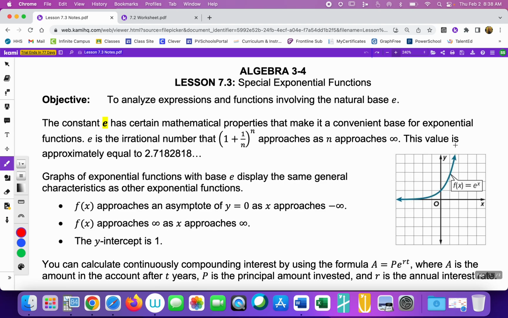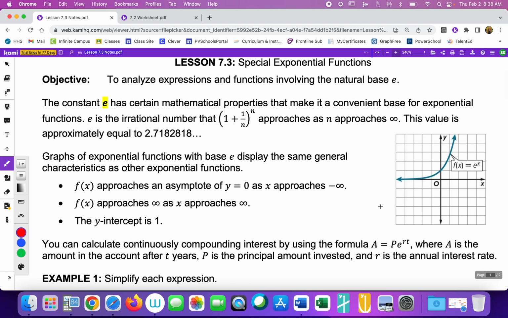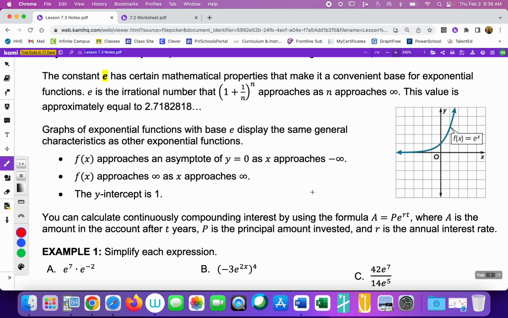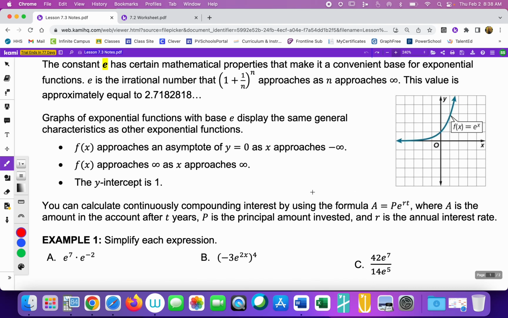But it looks like an exponential function. So the graphs display the same general characteristics as other exponential functions. So it will approach the asymptote as x approaches negative infinity. It will approach positive infinity as x approaches positive infinity. So it's the same shape we've been dealing with. The y-intercept is still 1. Okay, so nothing has changed there. We're not actually graphing them today though, but you're going to be using the graph in the calculator for the last bit of what we're doing.